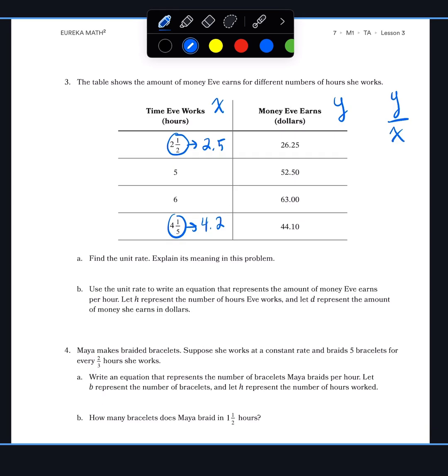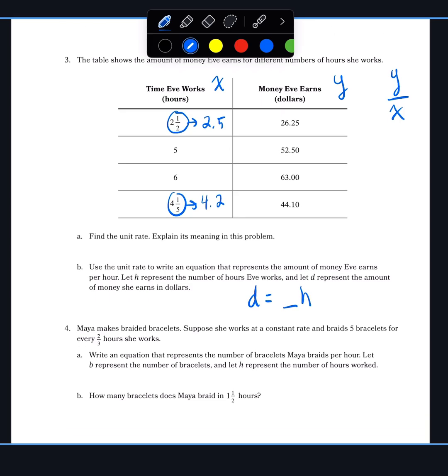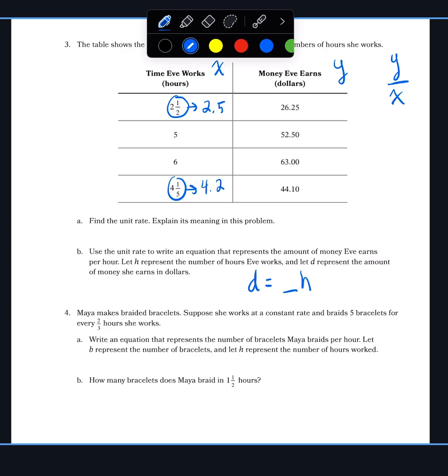Here's the part where it gets a little bit interesting. Part B asks you to write an equation where H represents the number of hours and D represents the amount of dollars. So I'll just help you out now. D is going to equal something H. We did something similar on page 35 and 36.